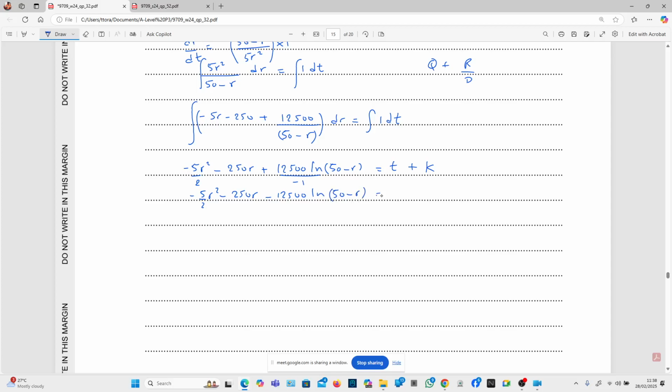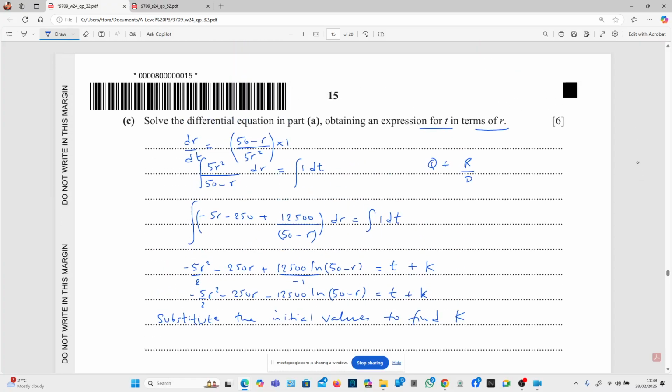And now it's time for me to use the initial condition. Some students might put this as c as well. I'm going to substitute the initial values into the equations, to find our constant k. So what were the initial values? Let's take a look at the question now.